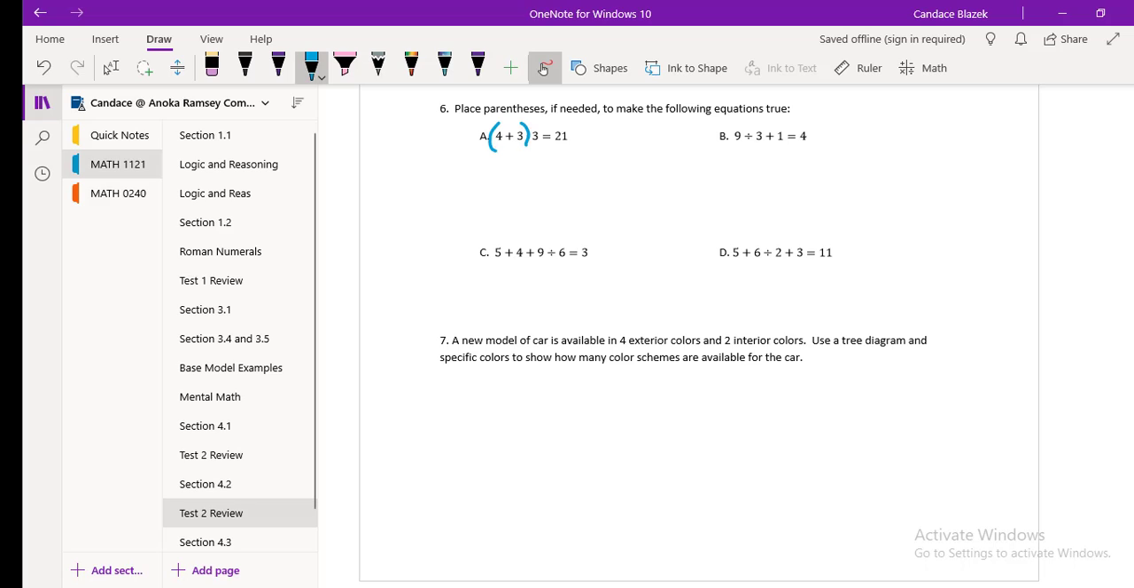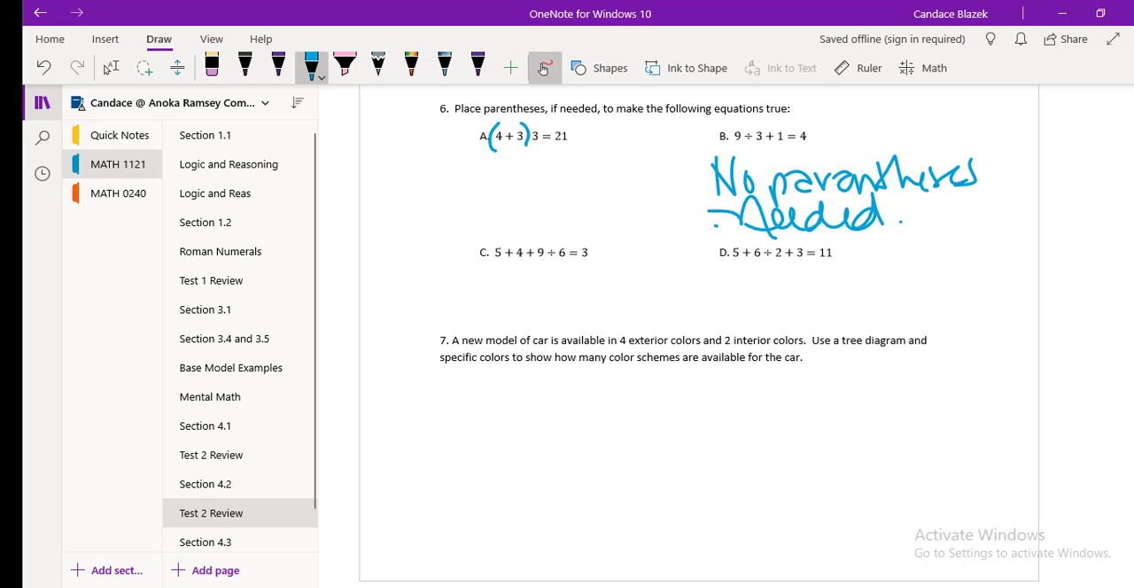Let's move on to B. So I look at this as 9 divided by 3 plus 1 equals 4. Now following our order of operations, I would do the division first. 9 divided by 3 is 3, plus 1 is 4. So no parentheses are needed, because the order of operations works well for what we need.